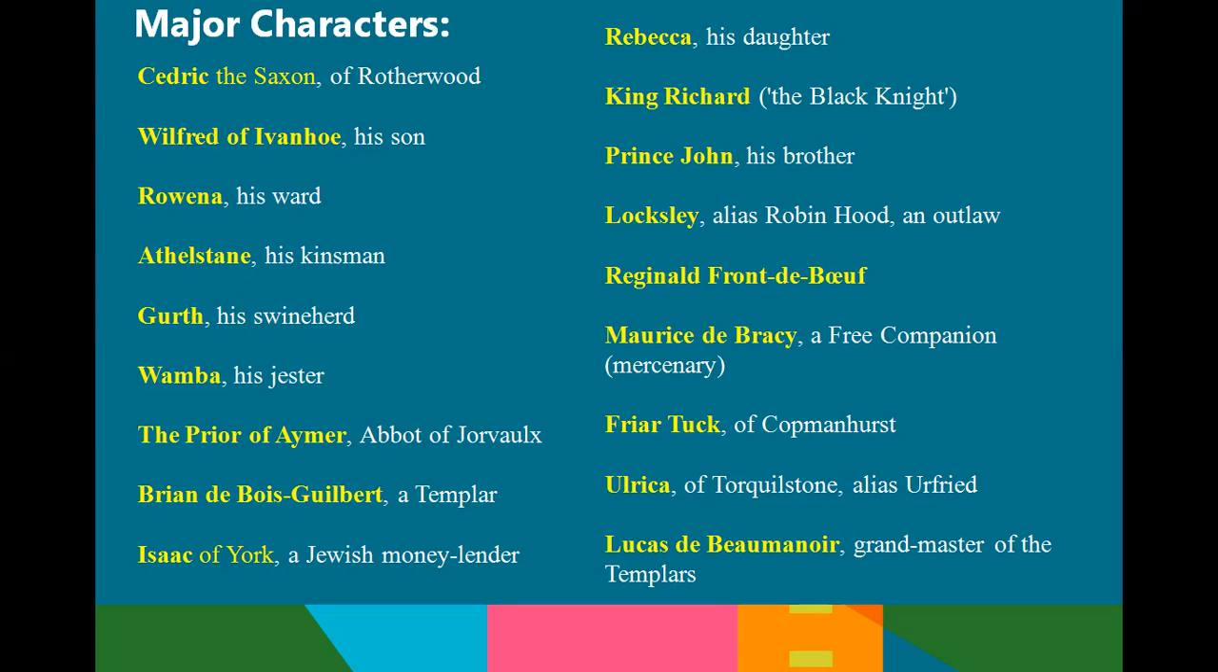The next character is Locksley. Locksley is a very interesting character. He is actually the Robin Hood of the novel, an outlaw. I hope that you are familiar with this character, Robin Hood, who is the leader of the gang of merry men in the forest, and who robs the rich and gives to the poor. Okay, so Locksley is such a character who is very good at archery also.